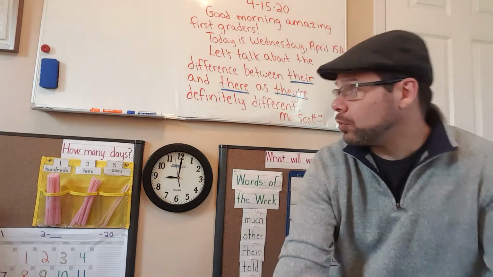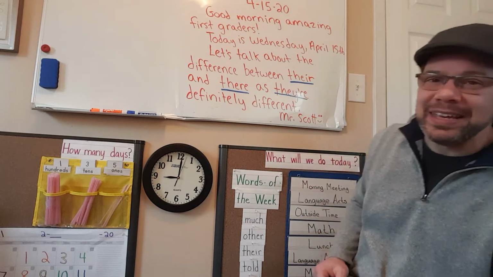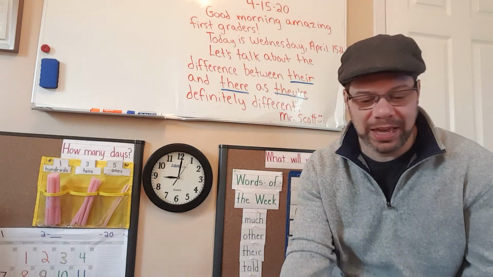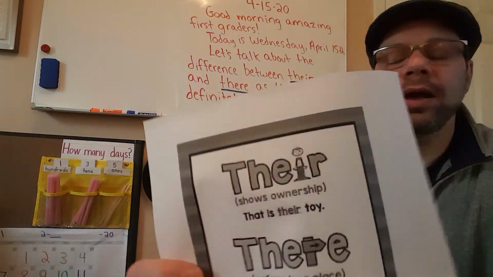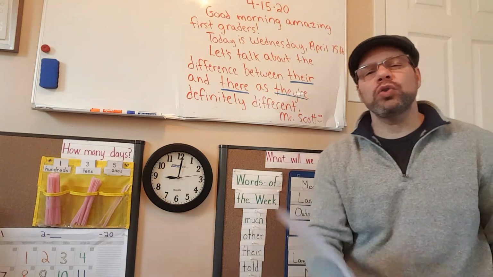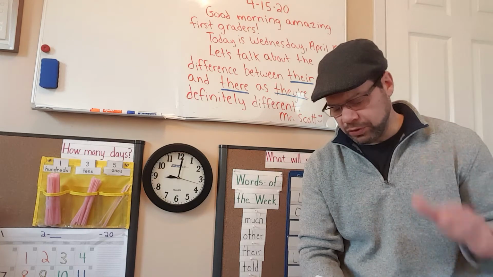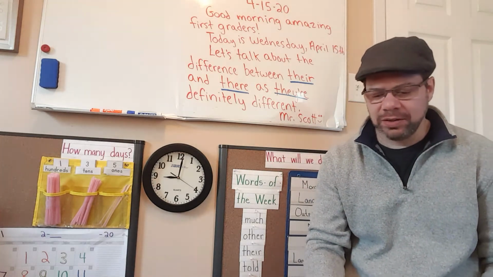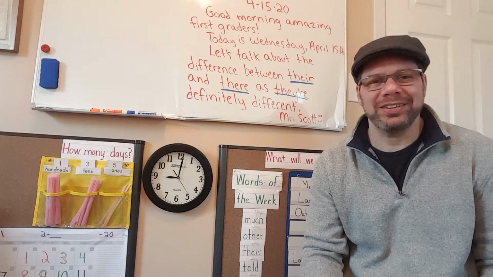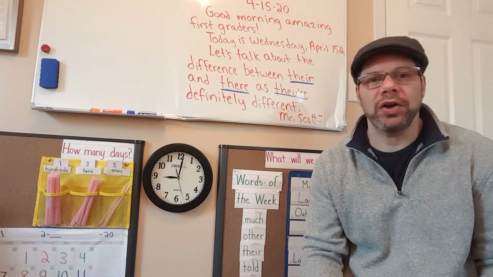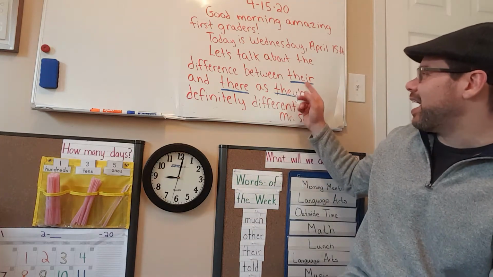Ready? So this one right here, the difference between their, T-H-E-I-R. Okay, it's that top one there. Their shows ownership. It's something that somebody owns. So to use that in a sentence, that is their toy. T-H-E-I-R. Their toy. It's somebody's toy. They own it.